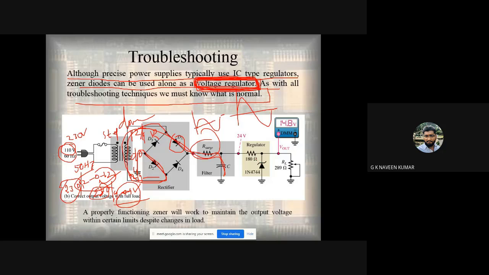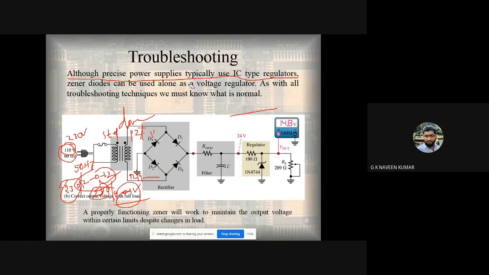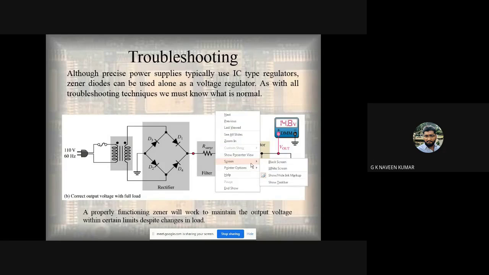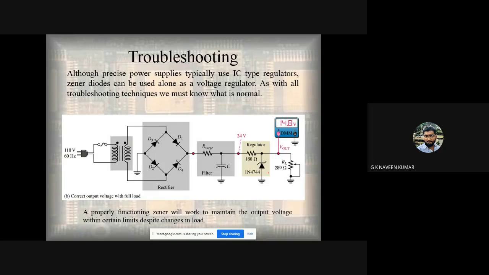Here you see a C filter. As we have studied, in the C filter your voltage will be made constant, and constant voltage is maintained across the terminal. Here this C will reduce the ripple and maintain a constant voltage of 24 volts.